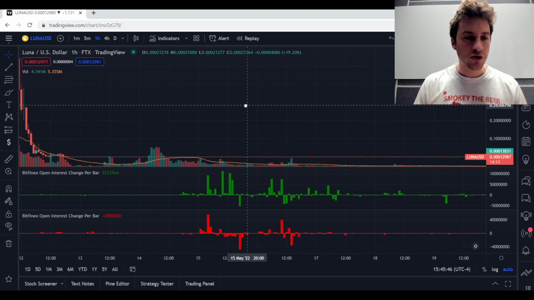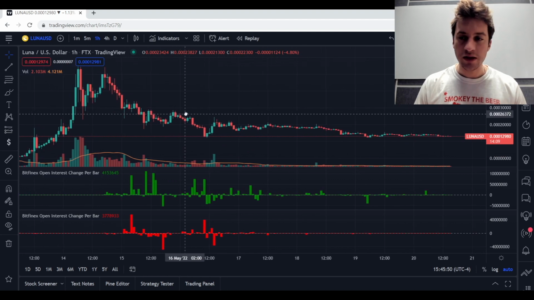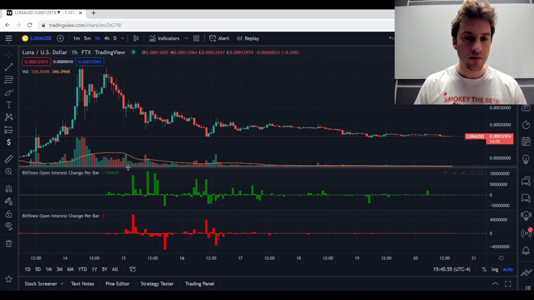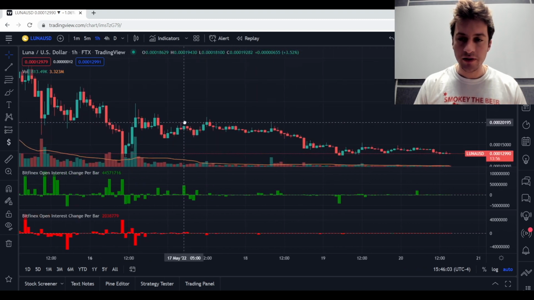I do have to say, though, trading Luna is incredibly dangerous and probably not the best idea because of the volatility, whether you're long or short. But this can be an indicator that can give you perhaps a bit of an edge if you do decide to do that. So some spots where people made the absolute worst decision.